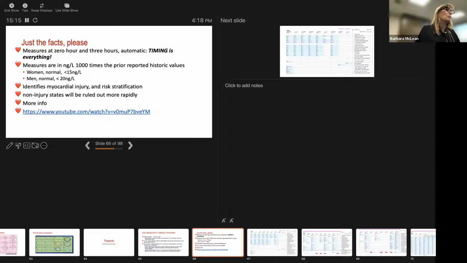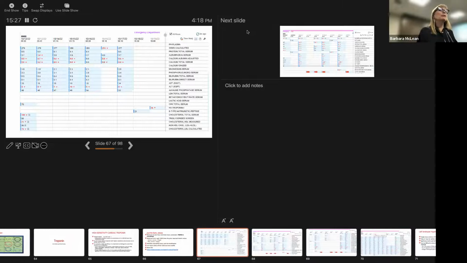That's why we do high sensitivity troponin. That's the reason we're using high sensitivity troponin. You want to know more about it? Watch that YouTube video. I don't think that's me, but it might be. I can't remember because I have a bunch of videos on it.